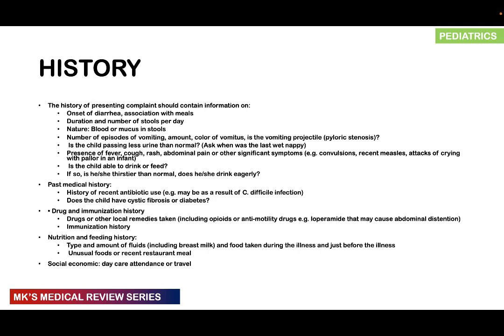When did the diarrhea start? Is it associated with meals? What's the duration and the number of stools per day? What's the nature of the stool? Is there any blood or mucus in the stool? The number of episodes of vomiting that are associated, the amount, the color of the vomitus. Is the vomitus projectile or is it non-projectile? Is the child passing less urine than normal? Usually, when was the last nappy changed for this child? Usually a child should produce about 6 nappies or so, and you know that this is a good urine output.